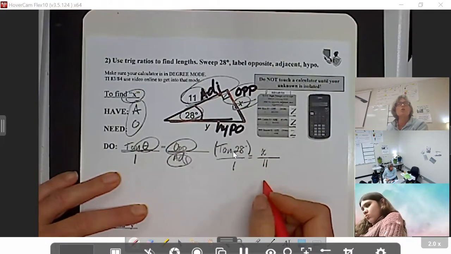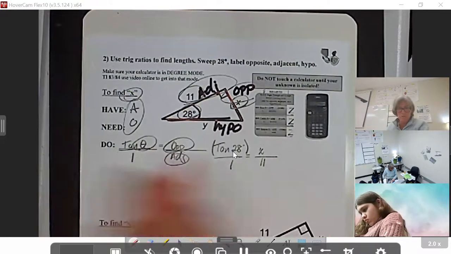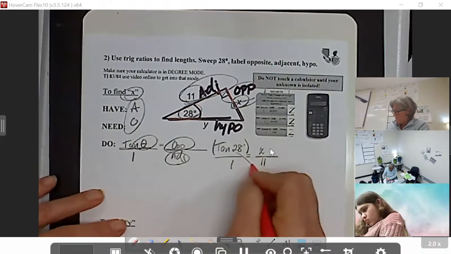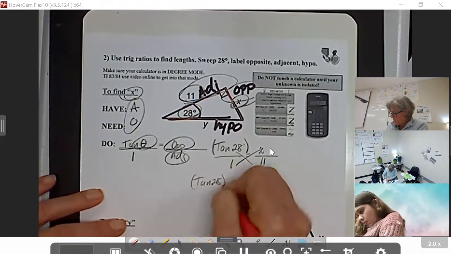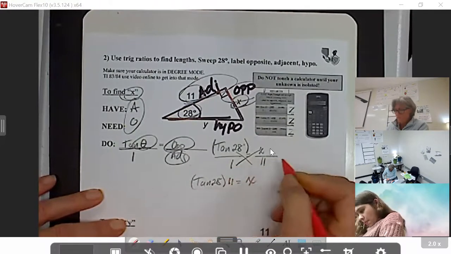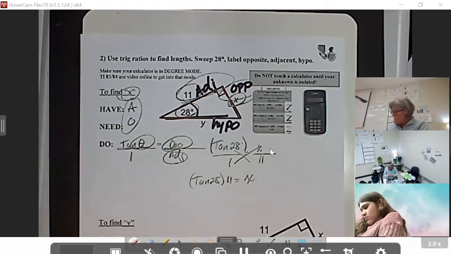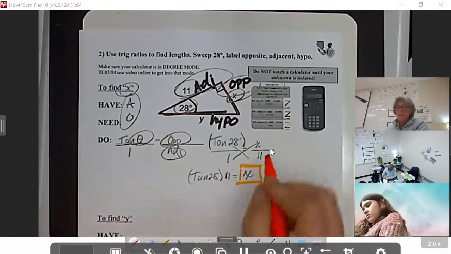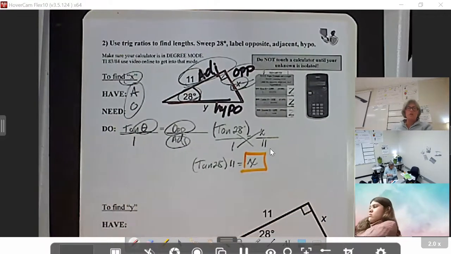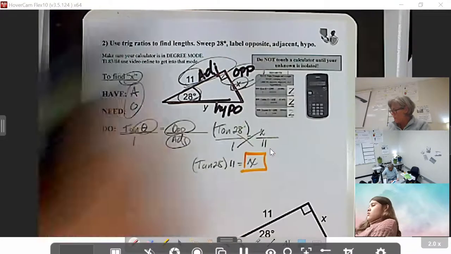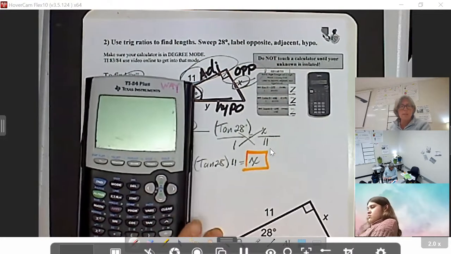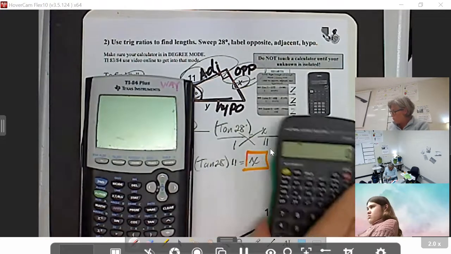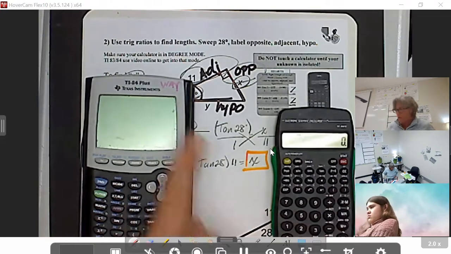You are going to be tempted to grab your calculators before your x is by itself. Resist that temptation, friends. Once your variable is by itself, now you can grab a calculator. We're going to do the tangent of 28 times 11, and I'll show you both versions of the calculator.